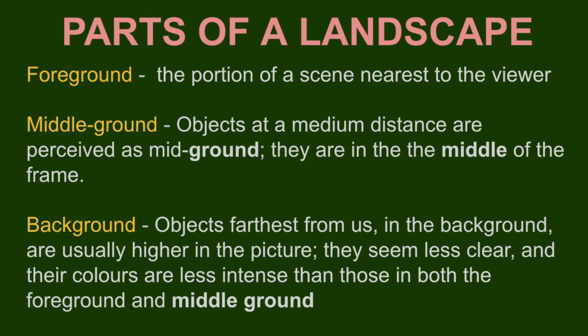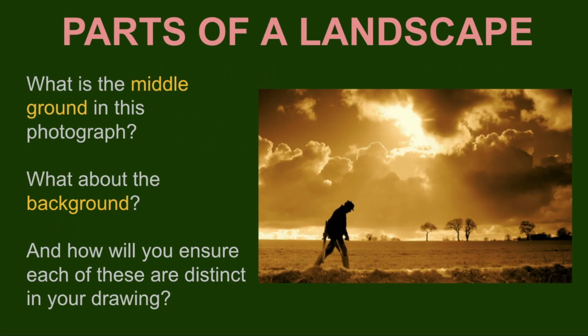So just to explain the parts of a landscape. Foreground is obviously the portion of the landscape or objects that are closest to the viewer. The middle ground would be those things that are in the middle of the picture frame. And then the background are the things that are farthest from us. So if we take a look at this particular picture, I'm wondering what you might think the middle ground is versus what the background might be. And how are you going to ensure that you have these distinct things in your landscape drawing?